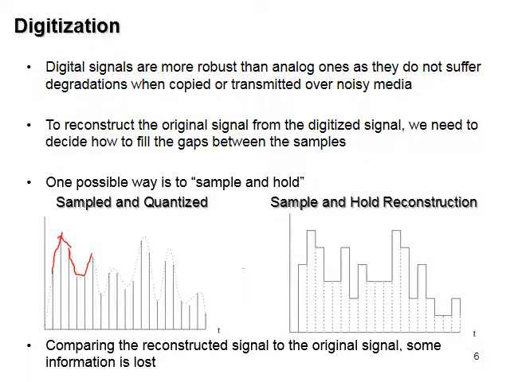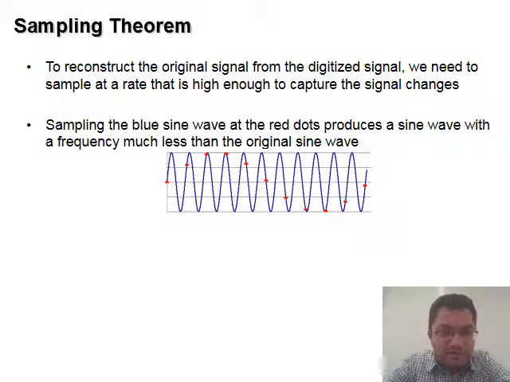Okay, all right. This takes us to a very important concept in the whole course, which is the sampling theorem. What is the sampling theorem? The sampling theorem tries to find out the best way that we should sample a signal, such that when we reconstruct it, we don't lose much. To reconstruct the original signal from the digitized signal, we need to sample, and this is what the sampling theorem determines, at a rate that is high enough to capture the signal changes.